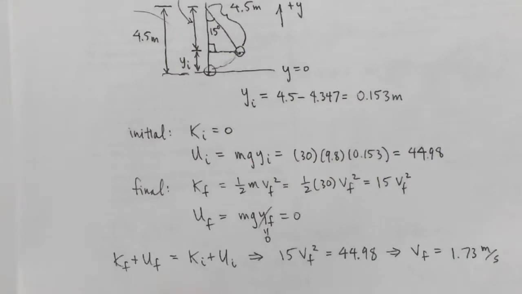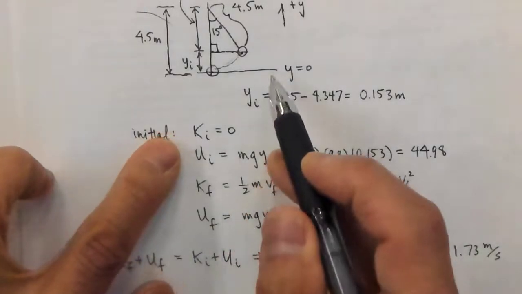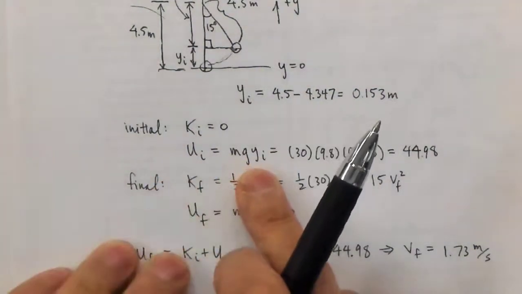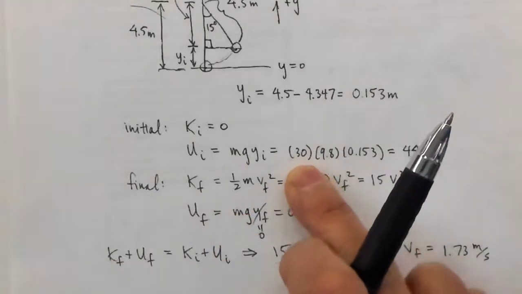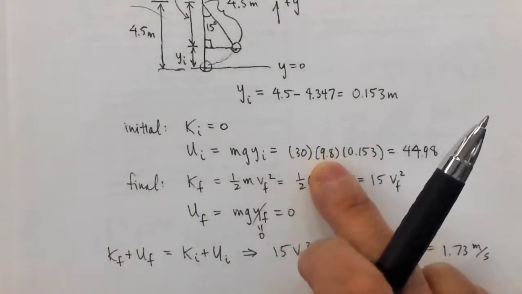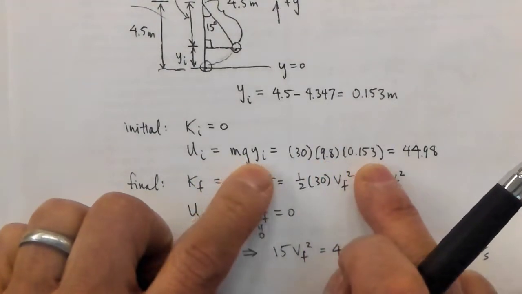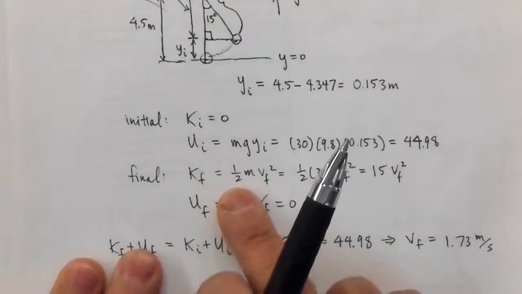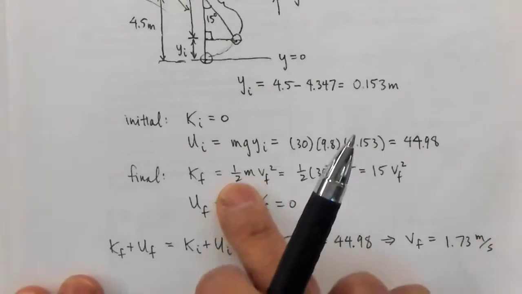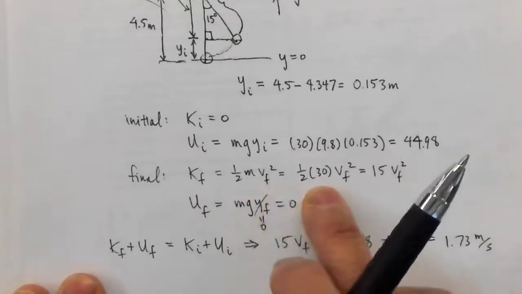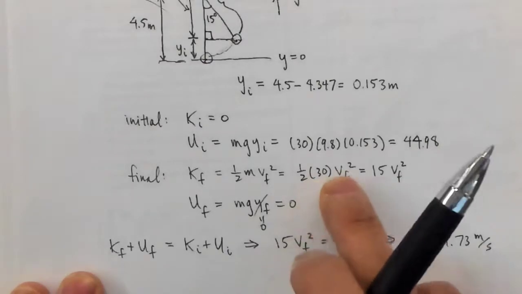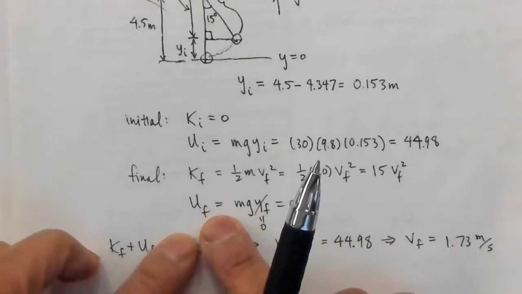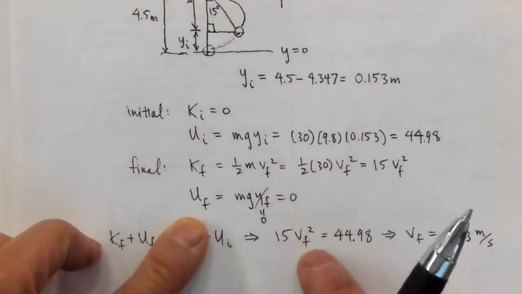Now, we're going to calculate the energies. The initial kinetic energy is 0 because it starts from rest. Let's take y equals 0 at the final position. So that's mgy initial. The child has a mass of 30, so m is 30, g is 9.8. The height is 0.153. And I get 44.98. Now for the final kinetic energy, I don't know v final, that's what I want, but I can write it as 1/2 m v final squared. So I have 1/2 times the mass 30 times v final squared, which is 15 v final squared. And then the final potential energy, because that's just at y equals 0, is equal to 0.